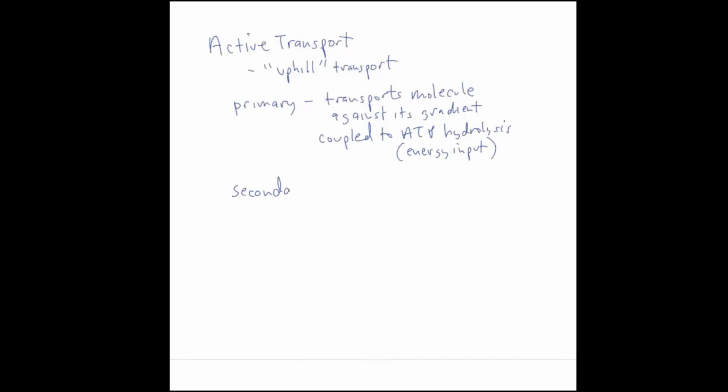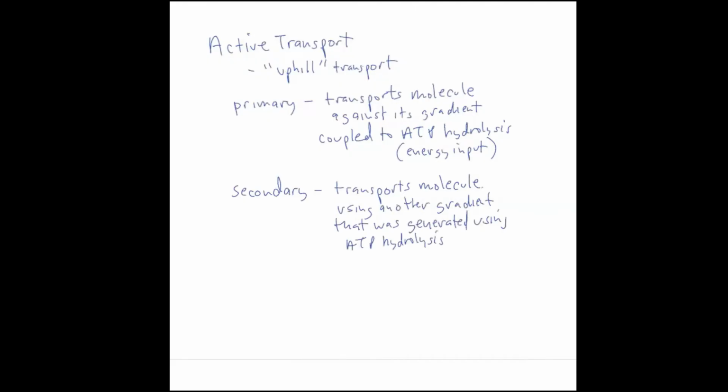Now, secondary active transport, you are transporting the molecule using another gradient. And that other gradient required input of energy. So you're using another gradient that was generated using, for example, ATP hydrolysis as our primary energy input. The idea is that for secondary, the molecule is taking advantage of the fact that another molecule already has a favorable gradient that was set up through the input of energy, and it's exploiting that gradient. Now, let's talk about some examples of how this might look.